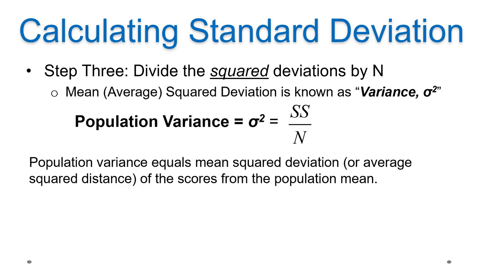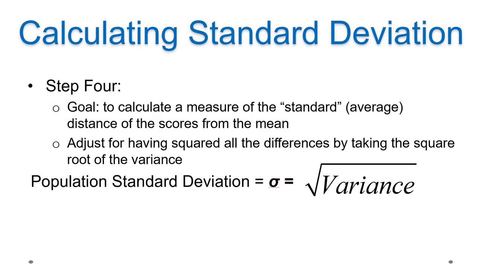Remember that the goal here is to calculate a measure of the standard or average distance of the scores from the mean. So the next step is to adjust for having squared all the differences by taking the square root of the variance. The standard deviation is the positive square root of the variance.